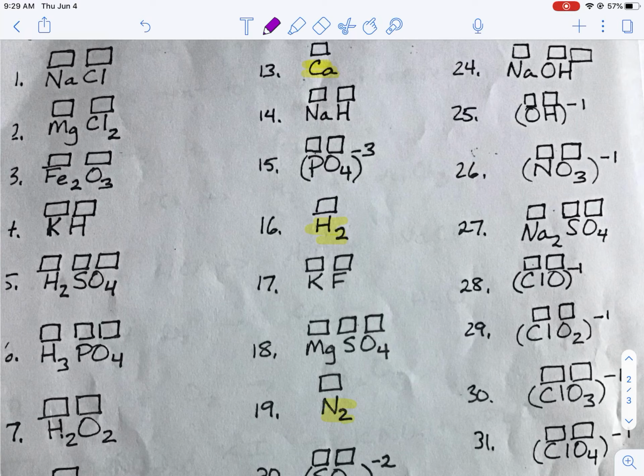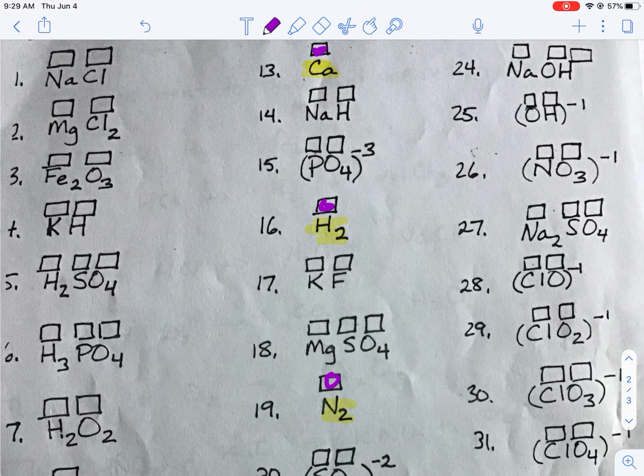Elements are 0, so where do I assign a 0? I'm going to put 0 there, 0 there, and 0 there. Those are elements. How do I know they're elements? They don't have a charge dangling off on the side, and there's only one capital letter.